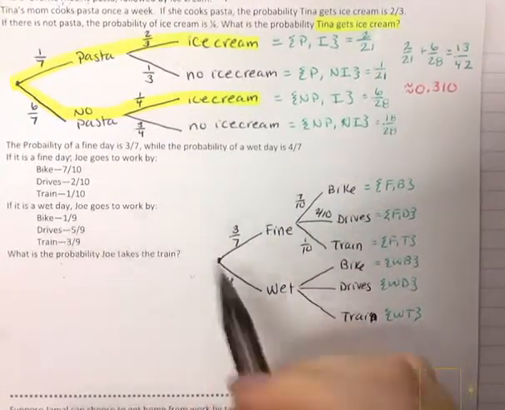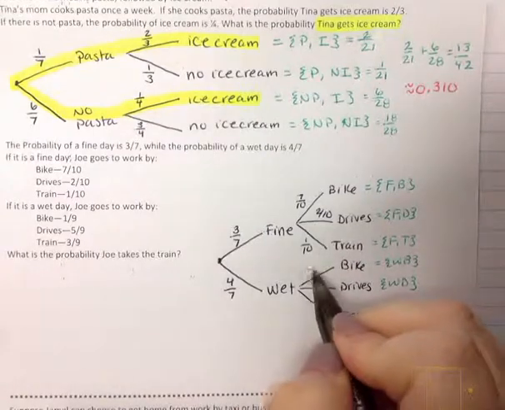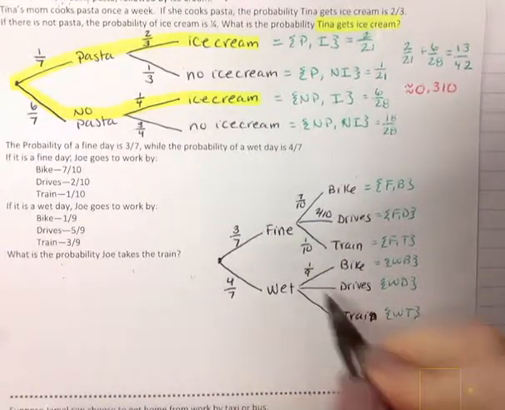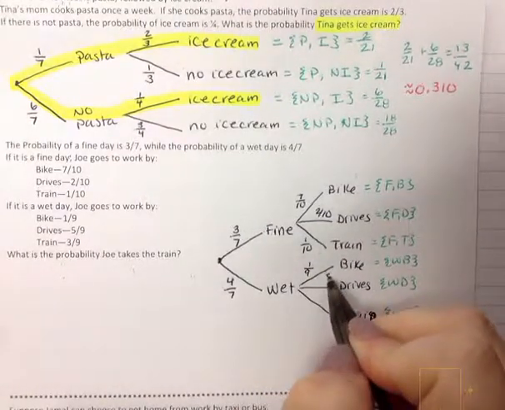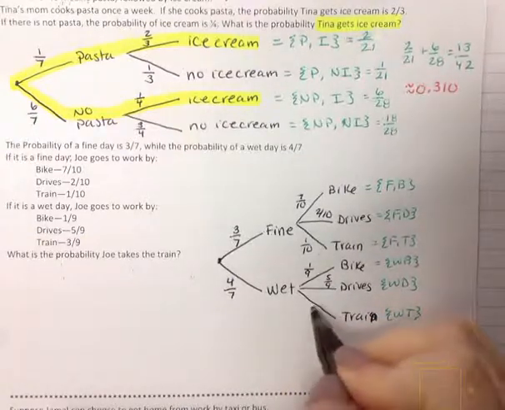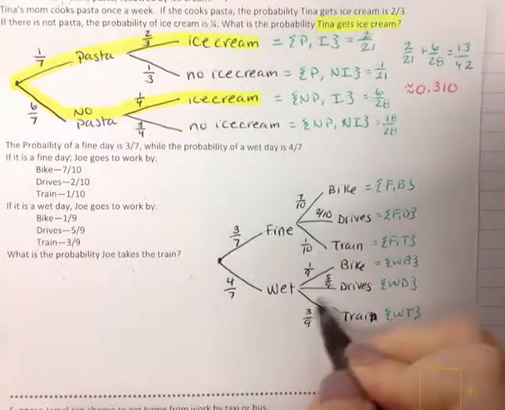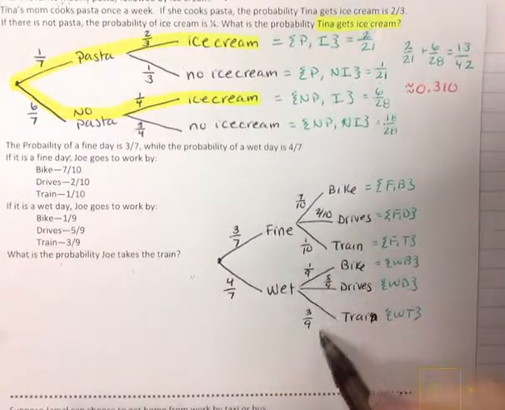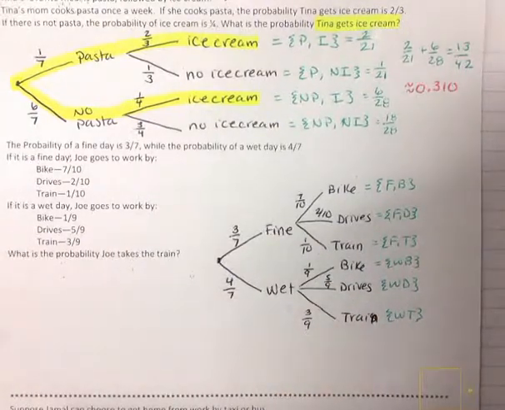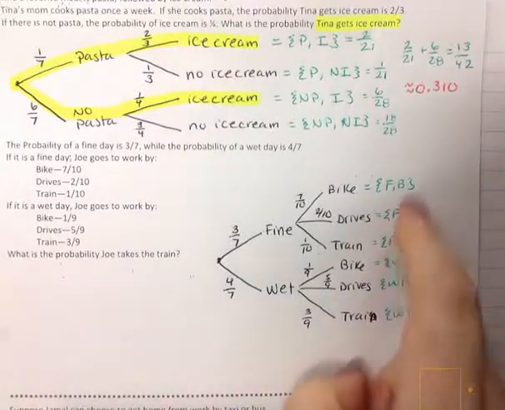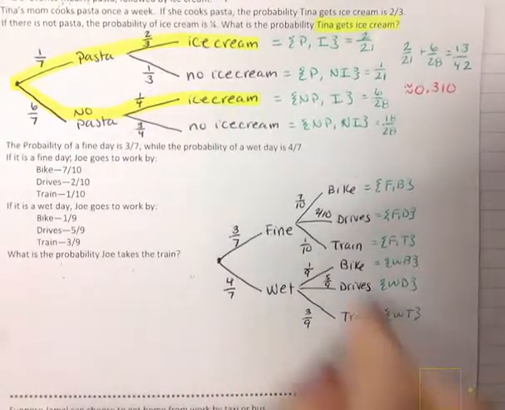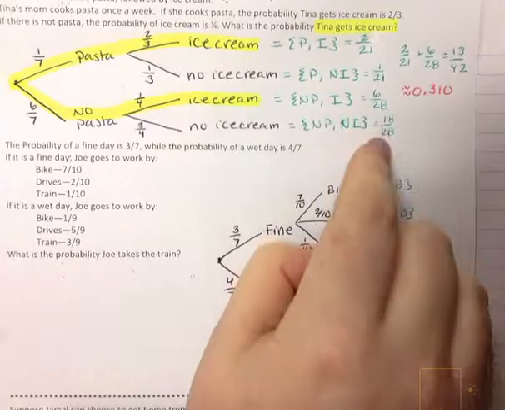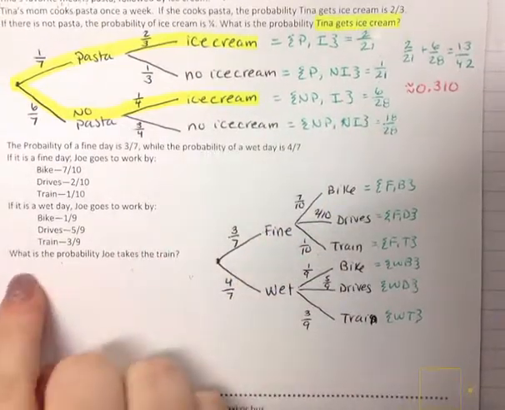If it is a wet day, coming down here, he gets to work by bike 1 out of 9. Drives is 5 out of 9. And train is 3 out of 9. So 3 plus 5 plus 1 is 9 out of 9, which is a whole. So that is good. So now we can actually find the information we need. So let's go and actually look at what the question is asking.